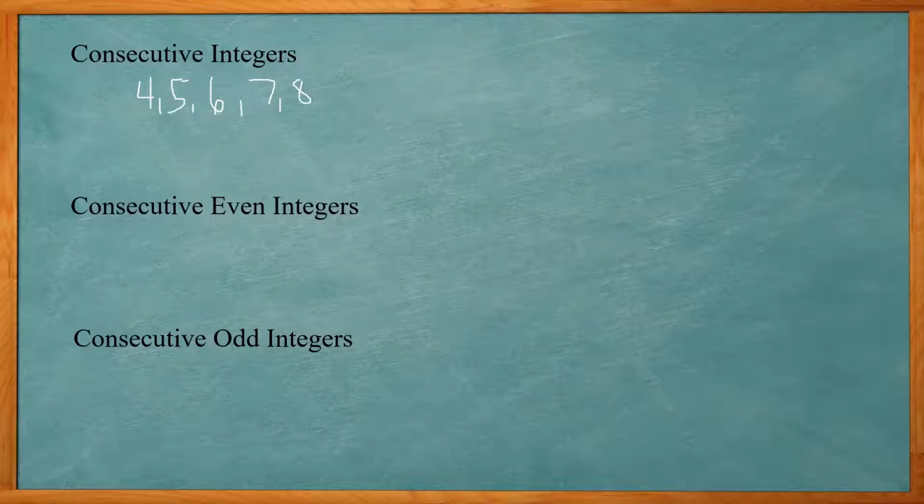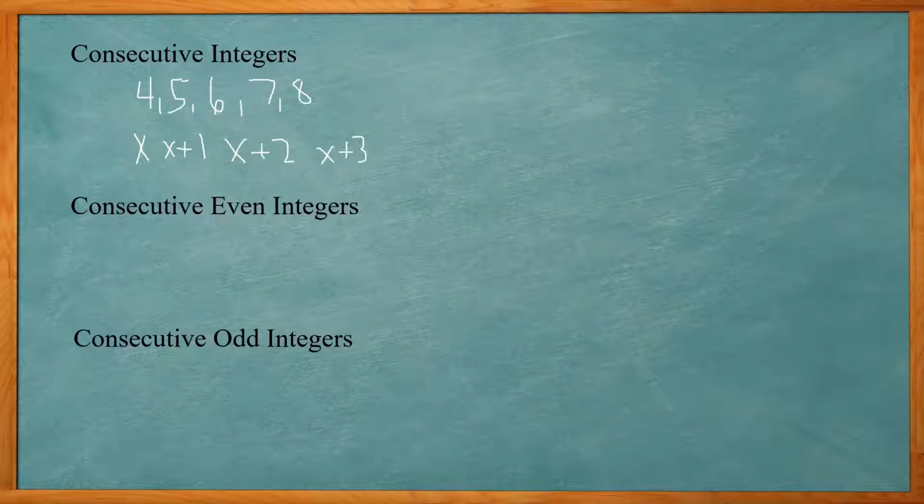Now if we were to represent these with variables, the first number would be x. Now the next number has to be one away from x, so it'll be x plus 1. The next one would be one more away from the previous one, so it'll be x plus 2. And then x plus 3, and so on. So they're each going to be one away from each other. So to represent consecutive integers, you'll start with x, x plus 1, x plus 2, x plus 3, and so on.